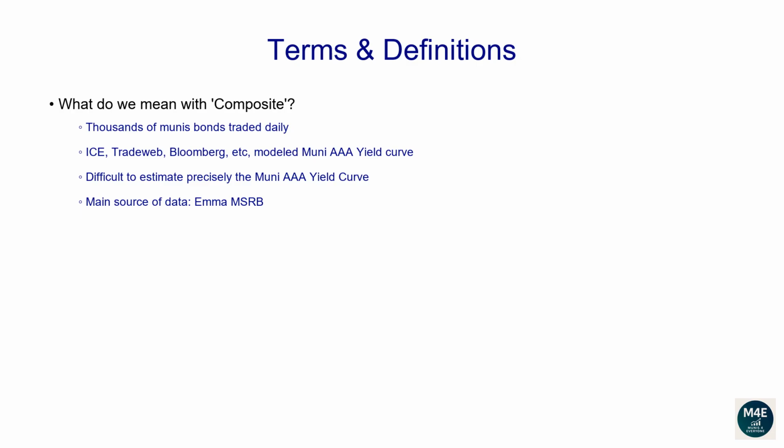Terms and definitions. What do we mean with composite? Every day, thousands of Muni bonds are traded, as you can freely see on the EMMA website. Different data providers like ICE, Tradeweb, Bloomberg, to name a few, provide their model-implied Muni AAA yield curve. Given that it's very difficult to tell which curve is more accurate on any given date, we compute for every tenor the average of the yield curves available to us, plus some extra adjustments. Currently, we manually capture yield curves and bond yields available from the EMMA MSRB portal.